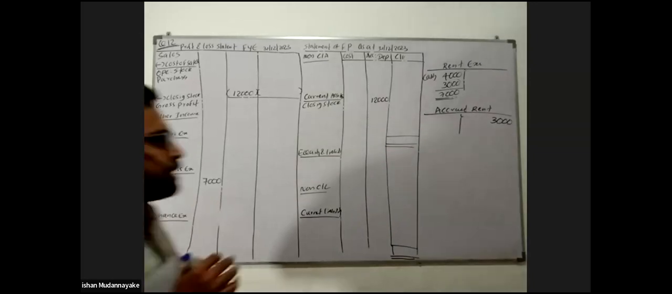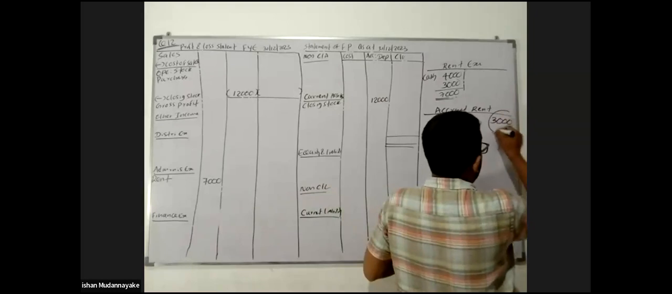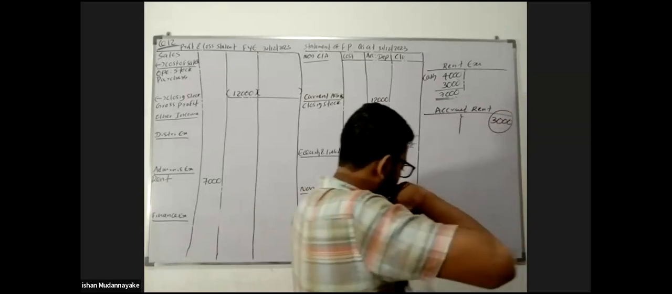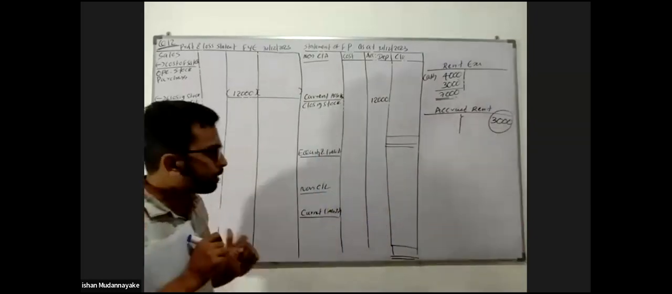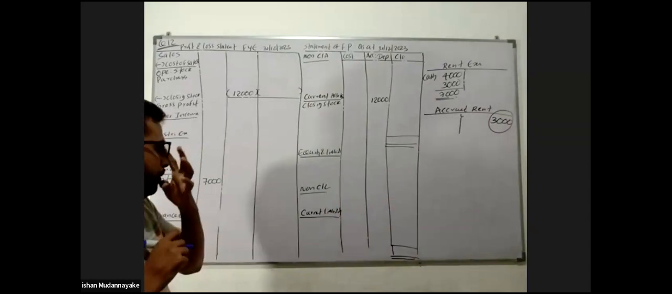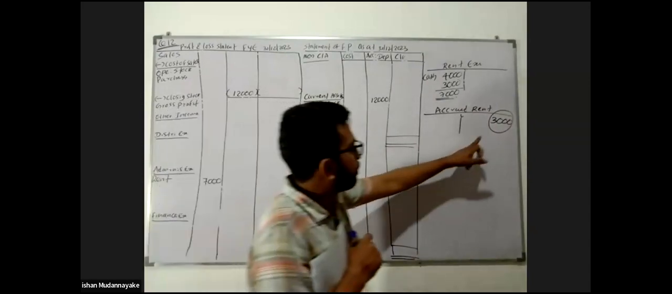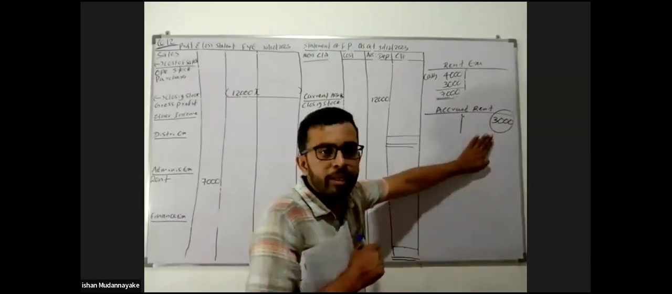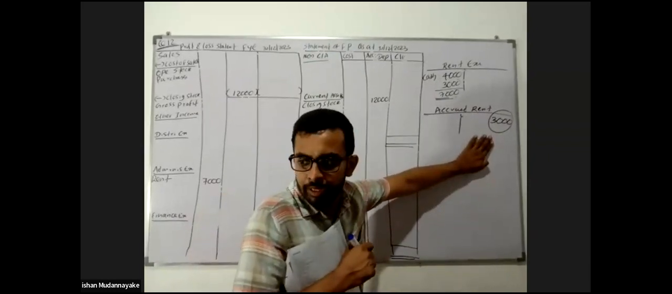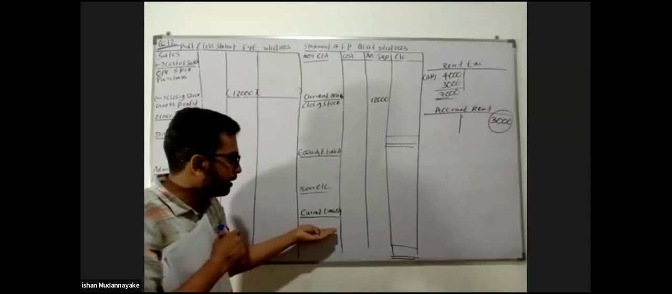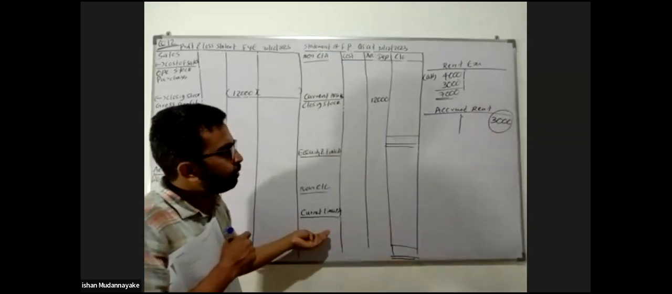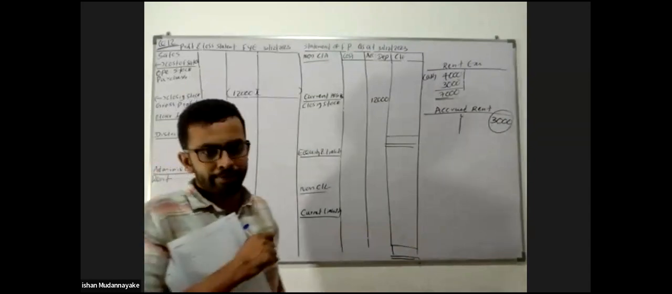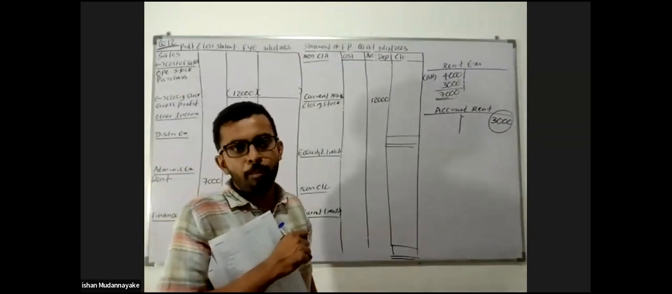Right, and then this 3,000 payable, the accrued rent expense. This 3,000 should be recorded under current liability. Under the current liability, you need to record this accrued rent payable amount, a short-term liability.